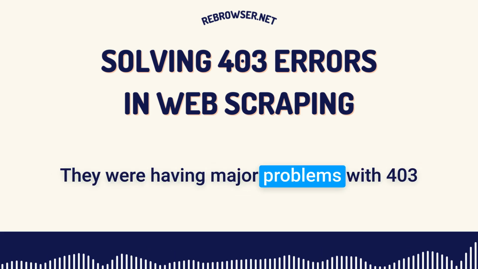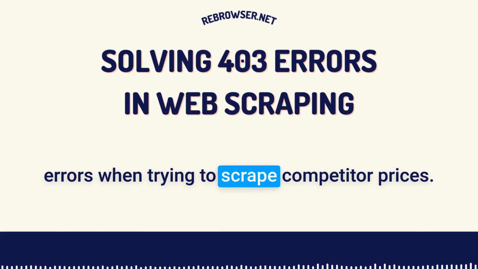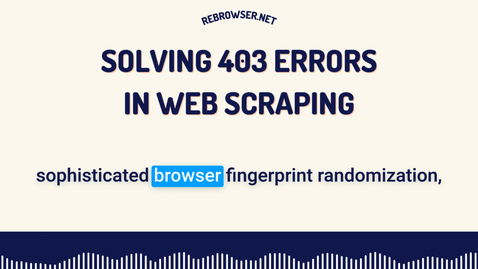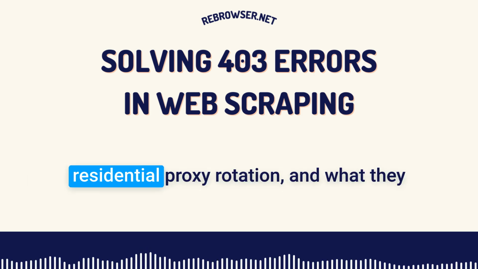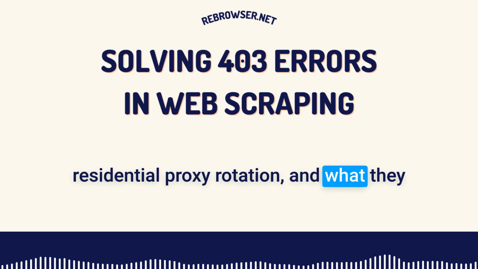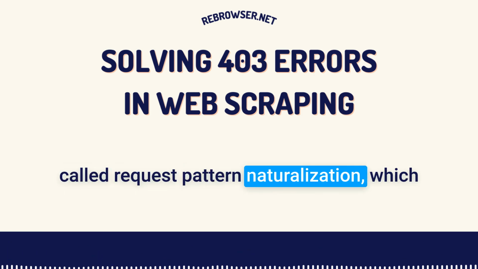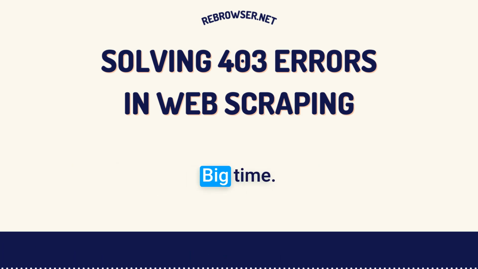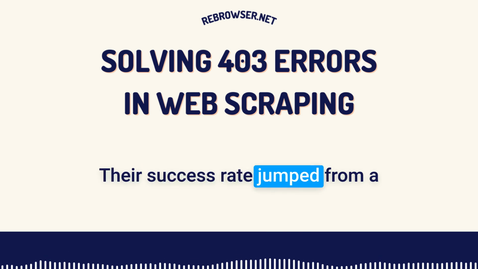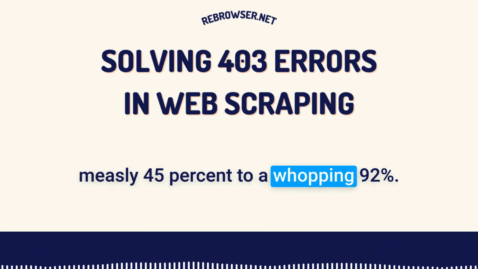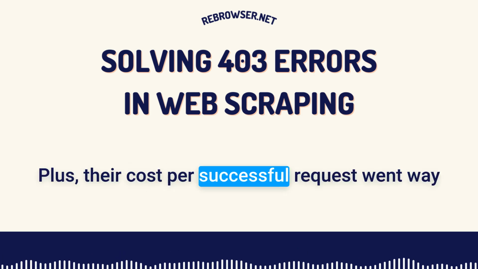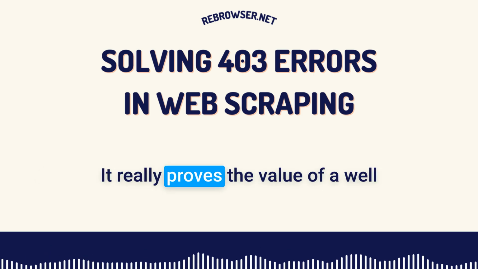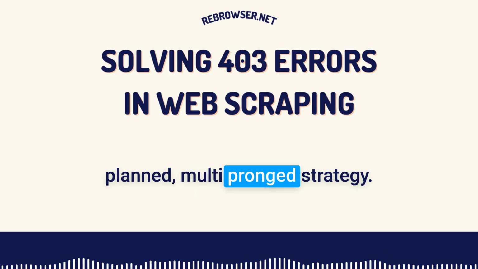They were having major problems with 403 errors when trying to scrape competitor prices. So they implemented a whole system with sophisticated browser fingerprint randomization, residential proxy rotation, and what they called request pattern naturalization, which probably meant making their requests look more like normal human browsing. Did it work? Big time. Their success rate jumped from a measly 45% to a whopping 92%. Plus, their cost per successful request went way down, and they had less maintenance overhead. It really proves the value of a well-planned, multi-pronged strategy.